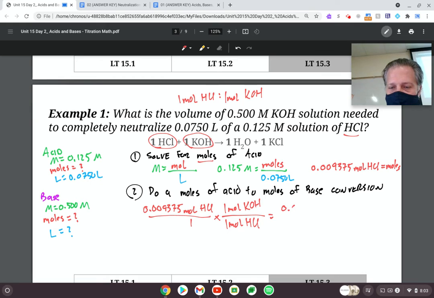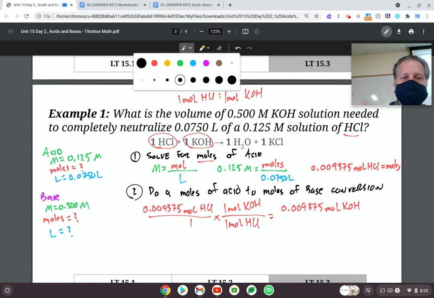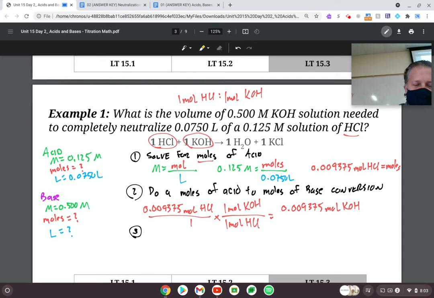It's simply 0.009375 moles of HCl. Or not HCl, that's silly. We're doing NaOH or KOH. All right, now the third step, step 3, the step that comes after 2, is to solve for, in this case, volume of KOH.